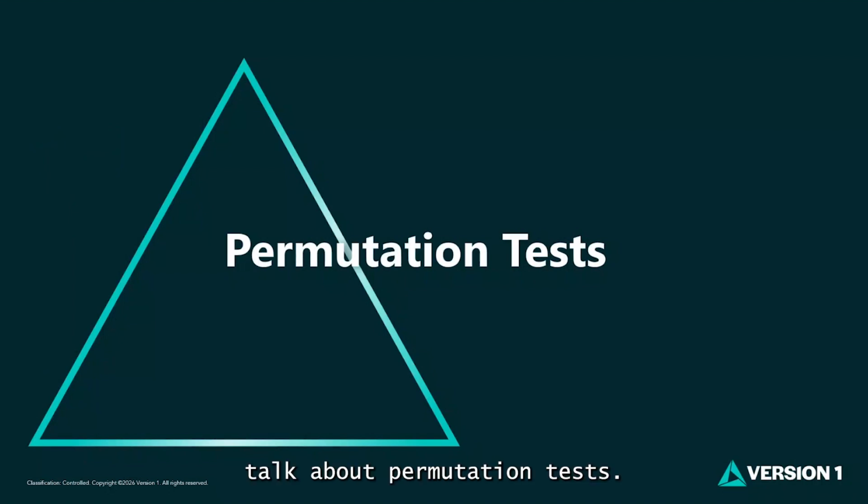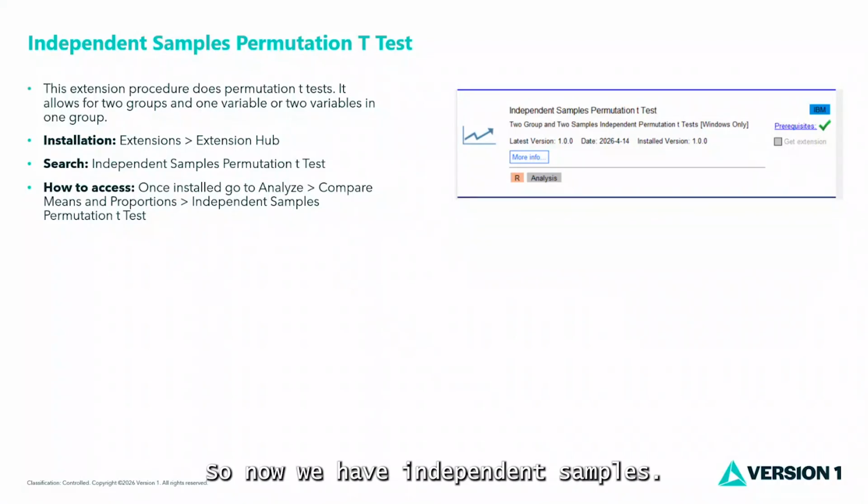So now let's talk about permutation tests. So now we have independent samples permutation t-test. Now this does a permutation t-test, but it allows for two groups and one variable, or two variables in one group. To install it, you will need to go to the Extensions menu and then click on Extension Hub. Once the Extension Hub is open, you can search for Independent Samples Permutation t-test. You'll just click on Get Extension, and it will download and install it for you. And then to find it, go to the Analyze menu, compare means and proportions, and click on Independent Samples Permutation t-test.